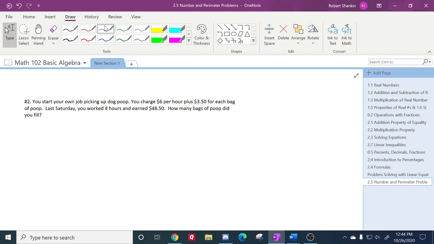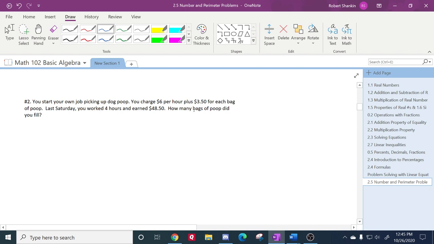So there's two components of your pay. There's your hourly pay, and then how many bags. We are given the information about the hourly. You worked 4 hours at $6 an hour. That's going to be $24.